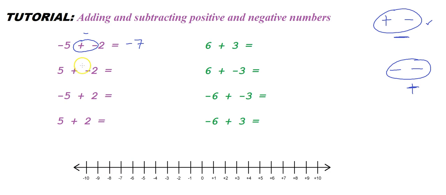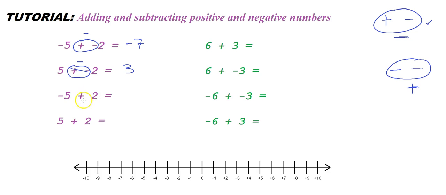Okay, we'll keep going. So we have here, again, a similar situation. We've got a positive and a negative next to each other, so that really means minus, right? 5 minus 2, so 5 minus 2 takes us down to 3, positive 3.